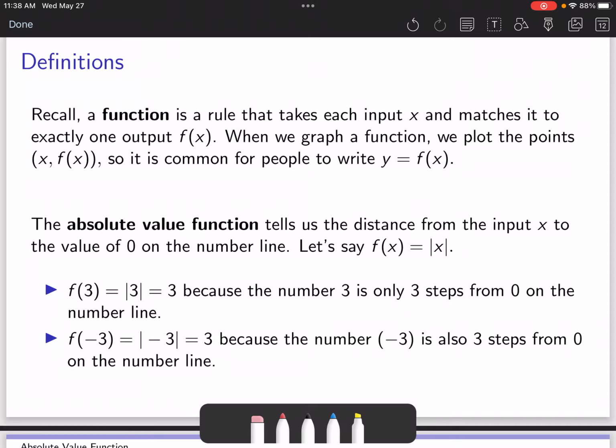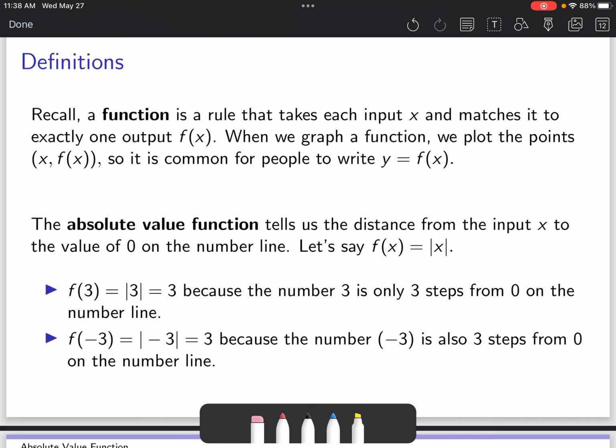Recall that the absolute value operation tells us the distance from 0 to a particular number on the number line. So in the same respect, the absolute value function tells us the distance from the input x to the number 0 on the number line. And we write f at x equals these vertical lines of x, which means absolute value of x.